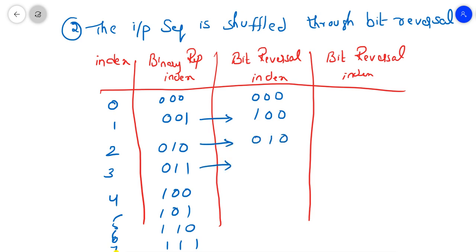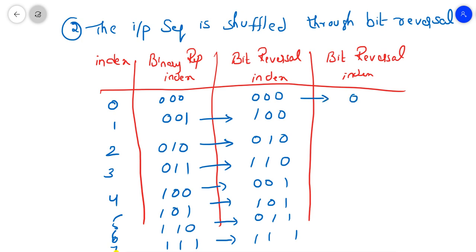Okay, so for this one 1, 1, 0, and for this one 0, 0, 1, for this one 1, 0, 1, and for this one 0, 1, 1, and for this one 1, 1, 1. And now you need to write this bit reversal index. This is 0 and this is 4 and this is 2 and this is 6. Okay, so this is 1 and this is 5 and this is 3 and this one is 7.